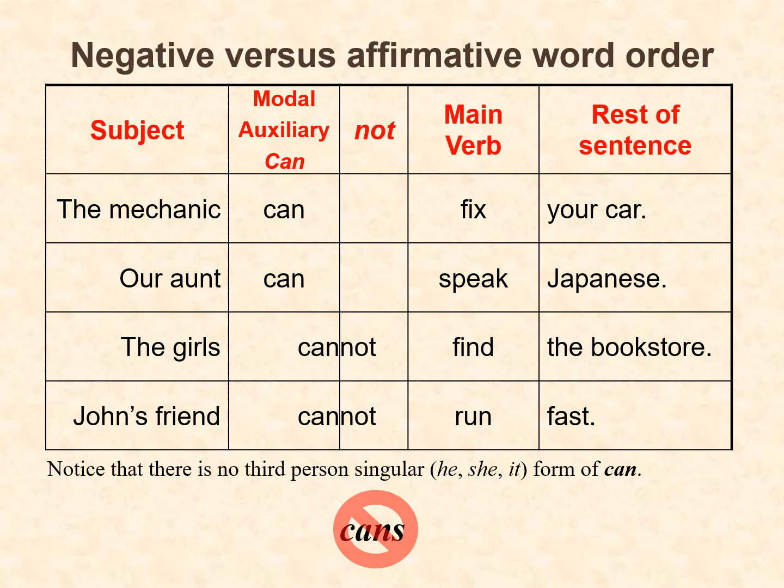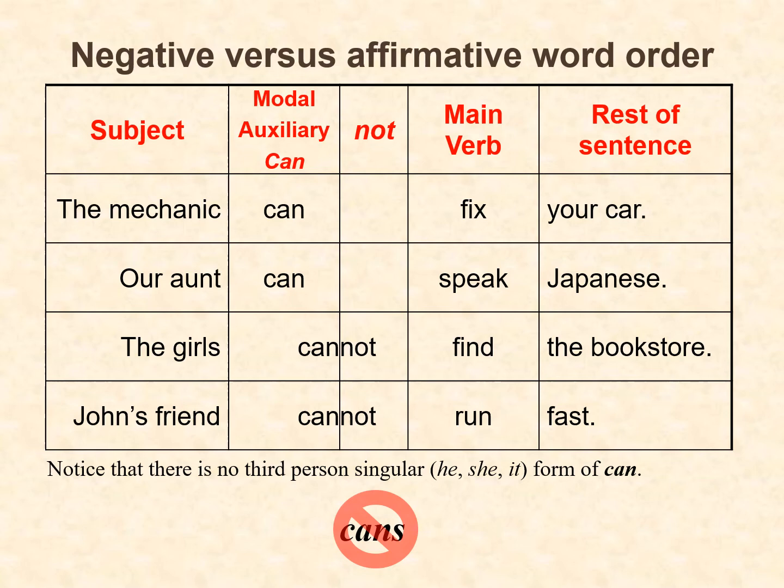In negative sentences, the word not is placed after the word can. So we get the girls can not find the bookstore. John's friend can not run fast. The word not is placed between can and the main verb.